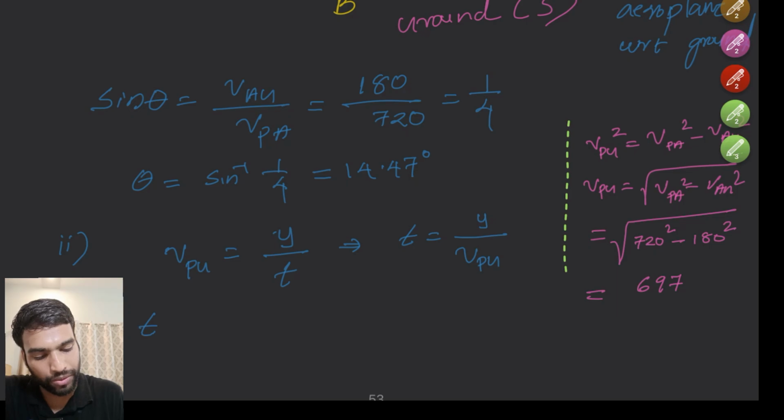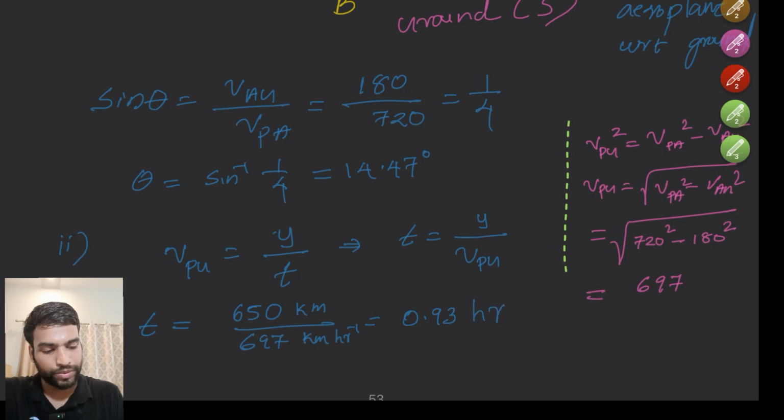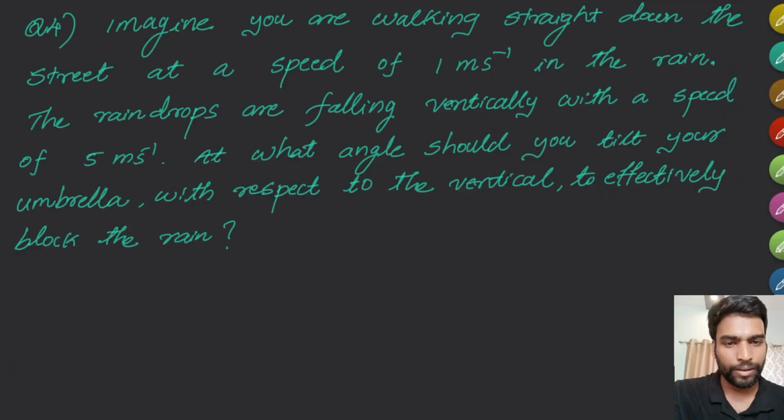Therefore we can find the t equal to what are the y distance, which is 650 in the question, right? 650 kilometer divided by 697 kilometer per hour, and therefore which is equal to 0.93 hour, right? That is the answer. Now let's focus on question number 4.